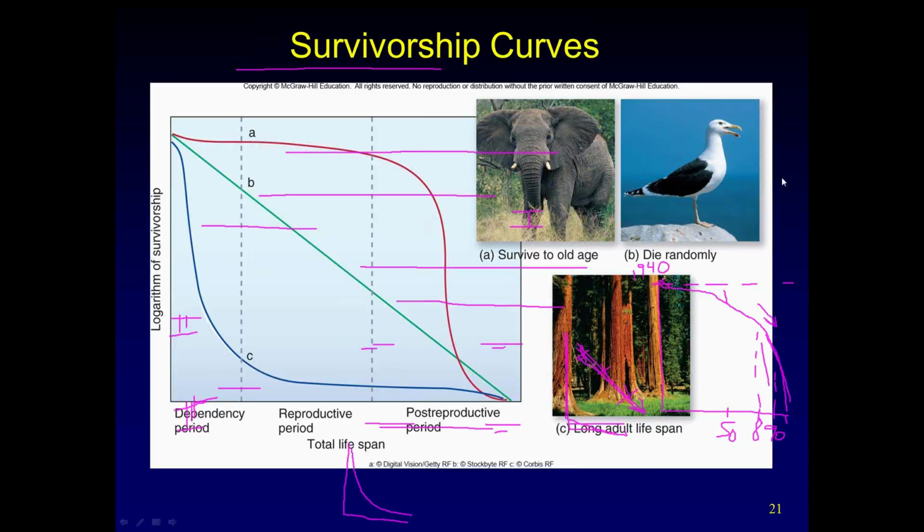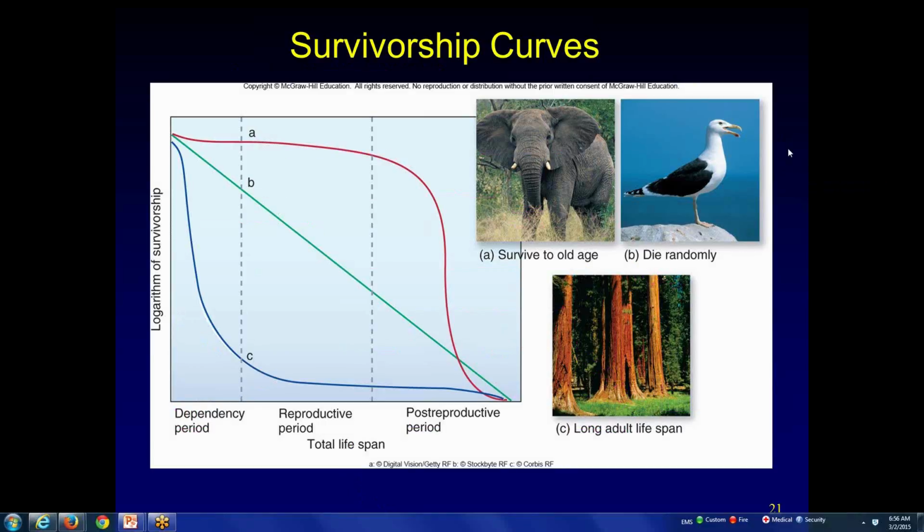So here are the different curves. You could see the A, that would be the elephant, survived to old age. Notice the sharp drop-off. B, die randomly all throughout life. Again, you're just as likely to die when you're young as when you're old. True for small mammals and small birds and things like that.